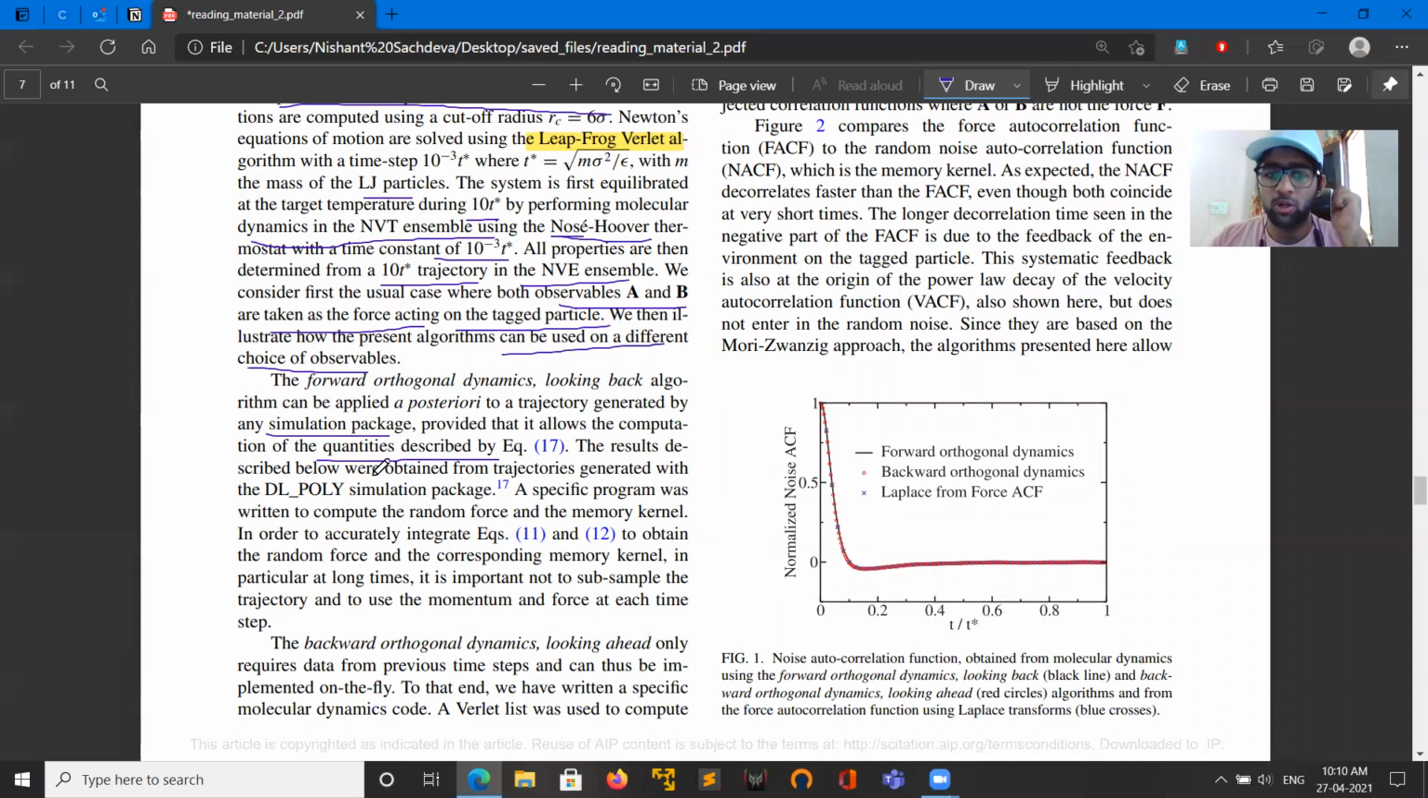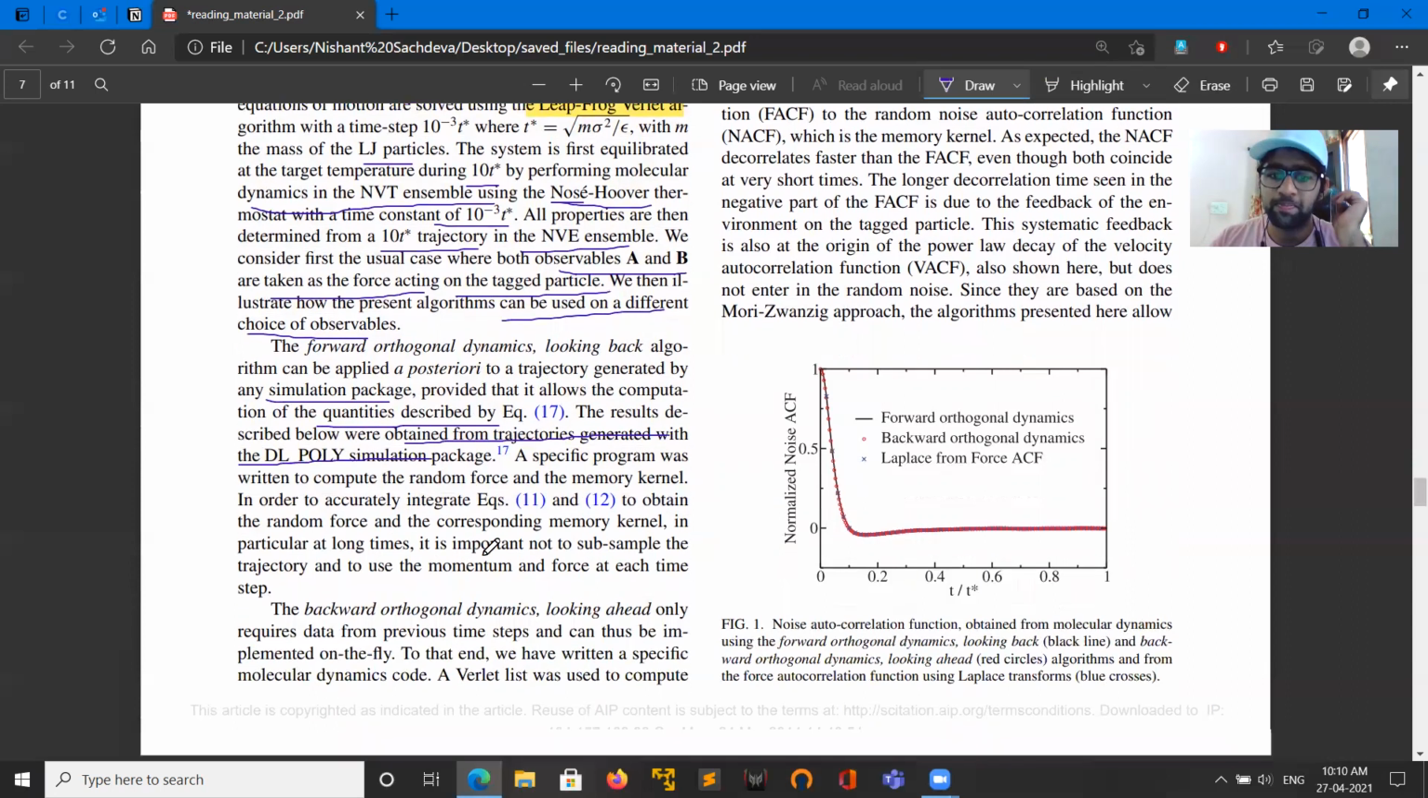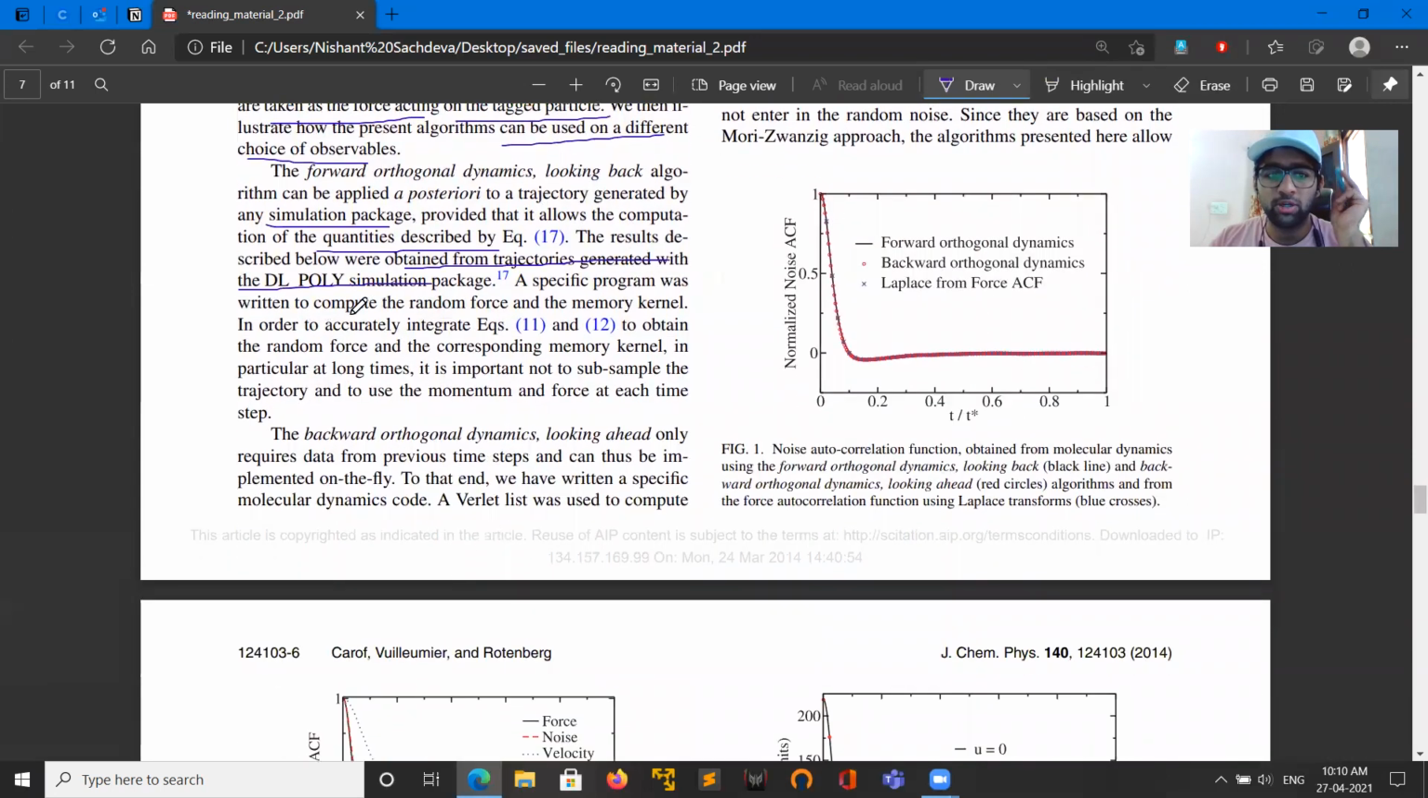The results described below were obtained from trajectories generated with the DL_POLY simulation package. A specific program was written to compute the random force and the memory kernel.